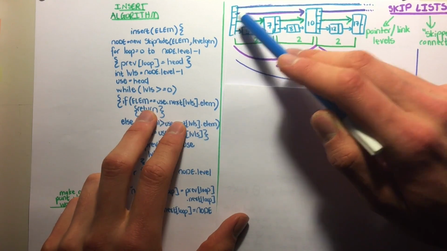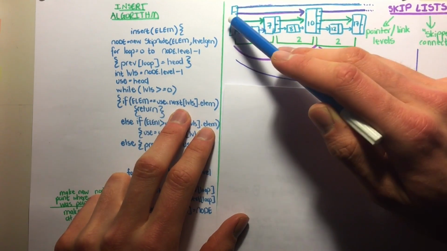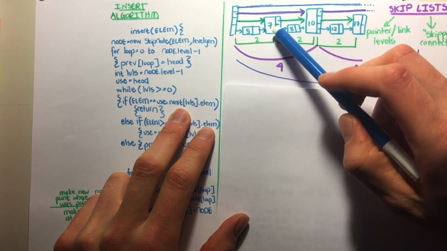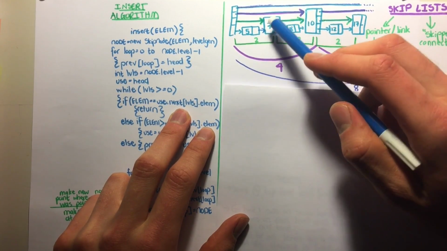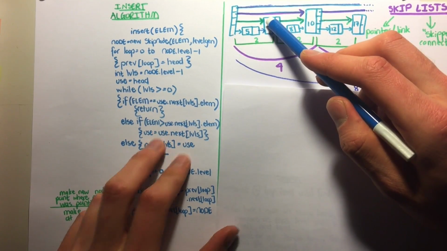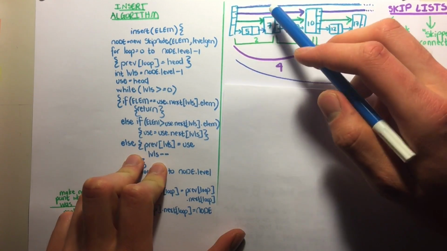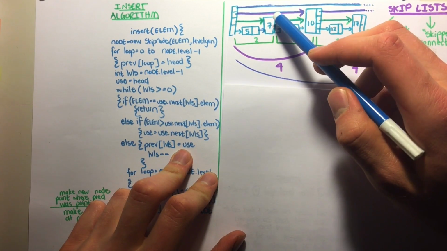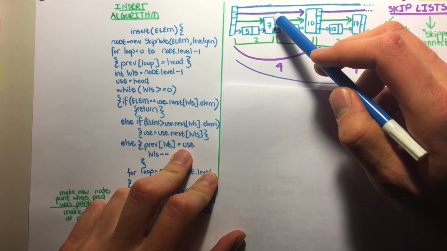So now we say if the element is equal to use.next, which is 7, no, it's not equal to 7. Else, if it's bigger than 7, no, it's not bigger than 7. Else, we say previous levels is assigned, no, it is bigger than 7.